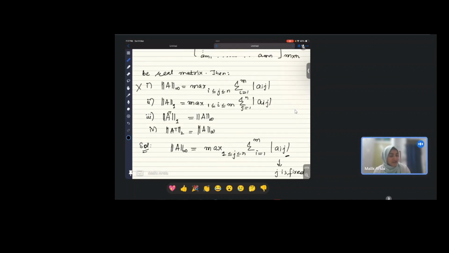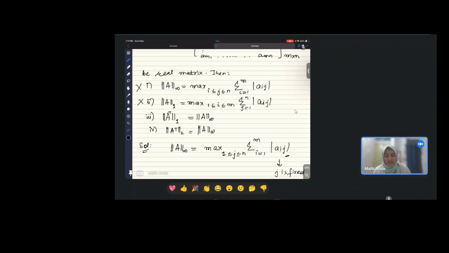Now looking at the second option, it is just the opposite of the first option. Here they are fixing i, and j is from 1 to n. That means they are doing row-wise summation, and row-wise summation is the infinity norm, not the 1 norm. So these two options are written incorrectly, and this one is also wrong.